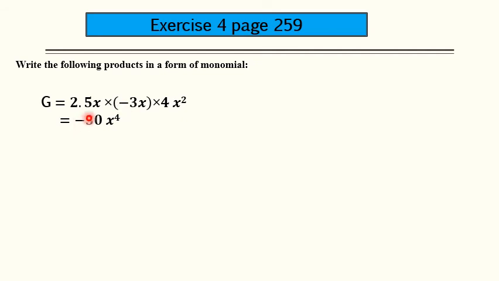Now let's move to the variable. We have x times x times x squared. So let's add the exponents. Here we have x to the 1 and x to the 1 and x squared. Then I'm talking about x to the power 4.